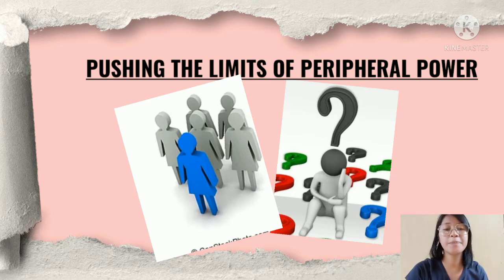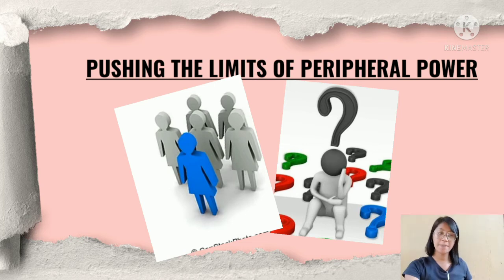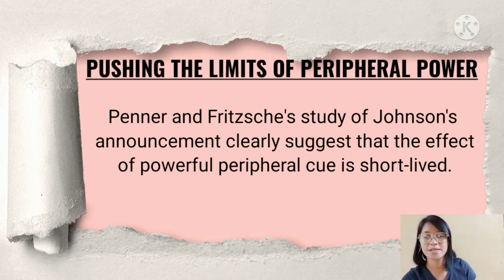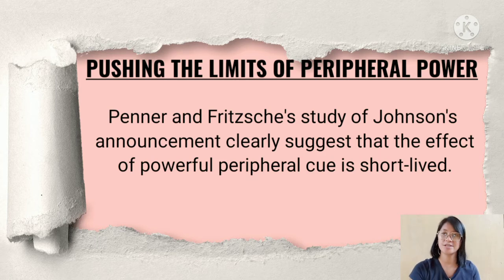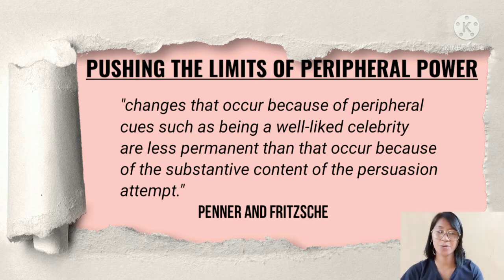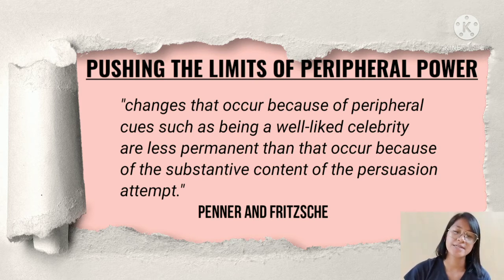They observed that the people didn't grapple with the substance of Johnson's message; rather, they paid attention to the man presenting it. With that being said, Penner and Fritsch's study of Johnson's announcement clearly suggests that the effect of powerful peripheral cues is short-lived. They concluded that changes that occur because of peripheral cues, such as being a well-liked celebrity, are less permanent than those that occur because of the substantive content of the persuasion attempt.